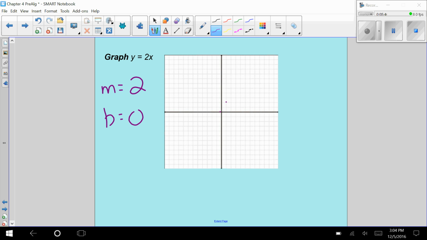We go up 2 over 1, up 2 over 1, up 2 over 1, as far as we'd like, and then we can also go down and left, down and left, down and left, as many times as you'd like also. Connect them with a straight line, and there we have it.